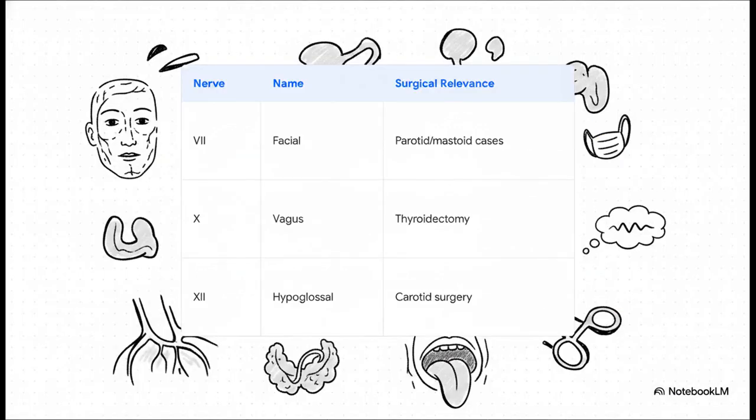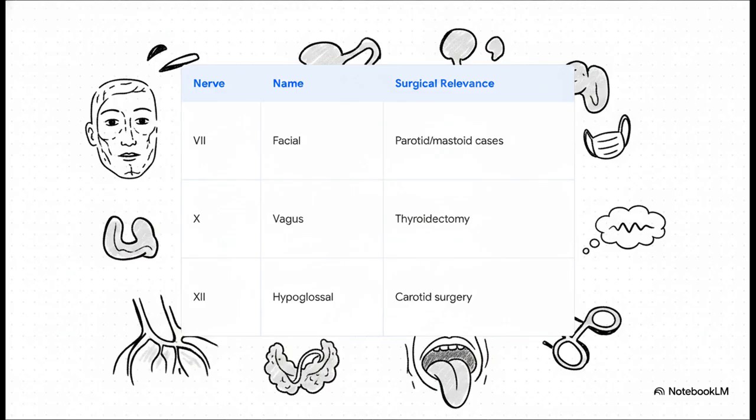But let's be strategic. Out of those 12, we're going to isolate the 3 most surgically relevant cranial nerves, the ones you are practically guaranteed to see on the exam. First, cranial nerve 7, the facial nerve. This one is highly at risk during parotid, mastoid, and acoustic neuroma surgeries.